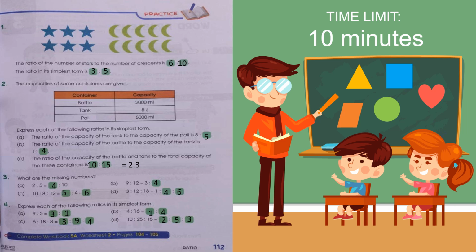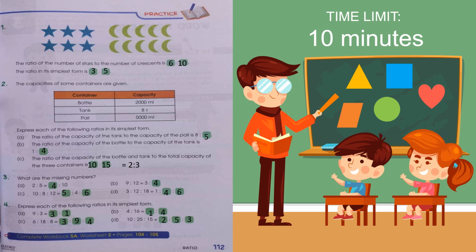In part C, we have 10:8:12, and we have to find the missing number. We have a ratio in the middle which is 4, and we know that 8 divided by 2 is equal to 4. So we have to divide the other entities by 2 as well. So 10 divided by 2 is 5 and 12 divided by 2 is 6. So as a result, we have 5:4:6.